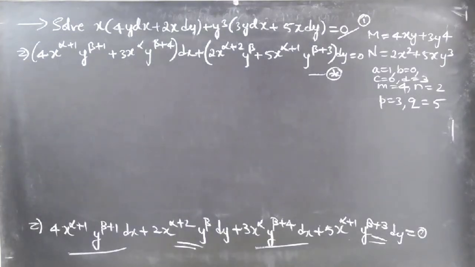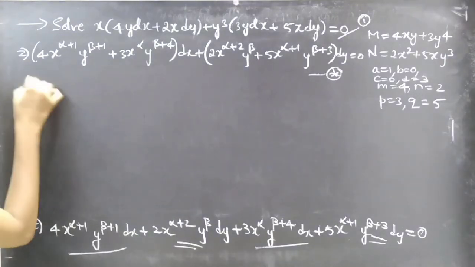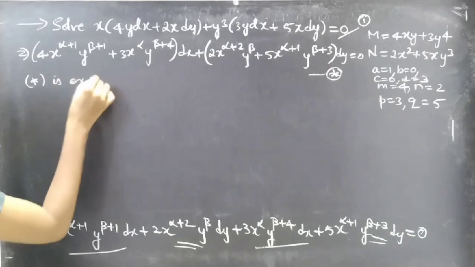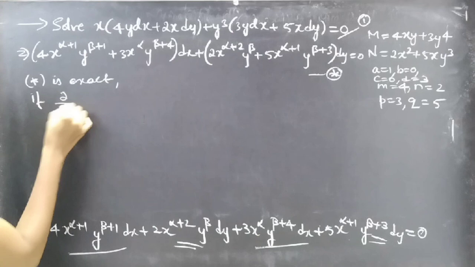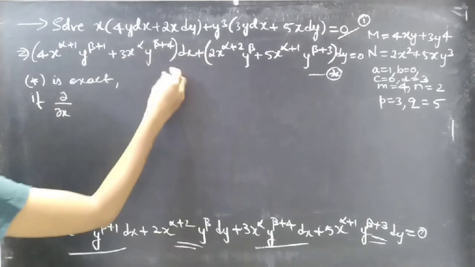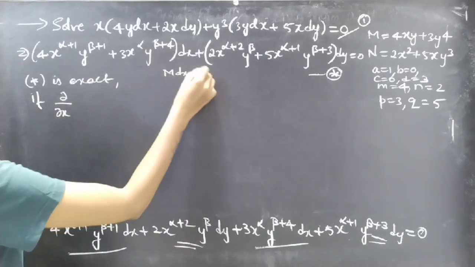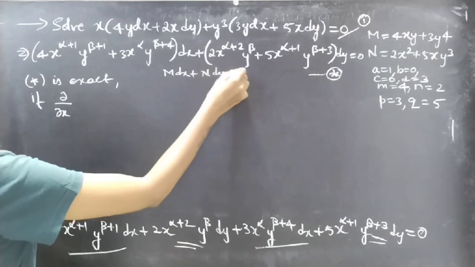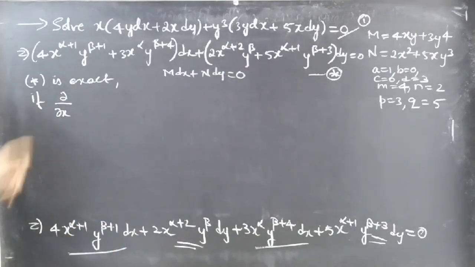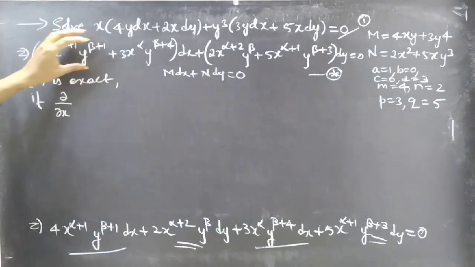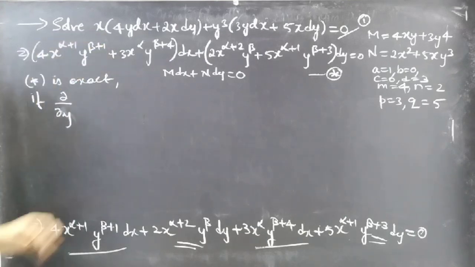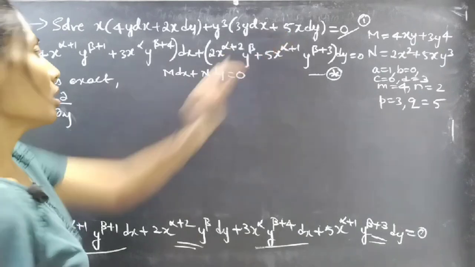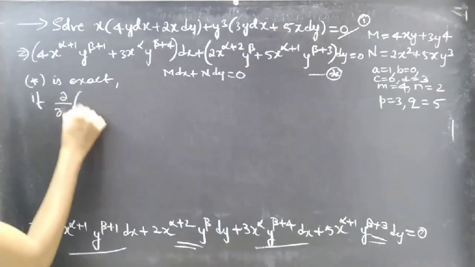Okay. So here asterisk is exact if, see this equation is of the form M dx plus N dy equal to 0, right? So we can say that this equation is exact if partial derivative of this term with respect to y equal to partial derivative of this term with respect to x, right?